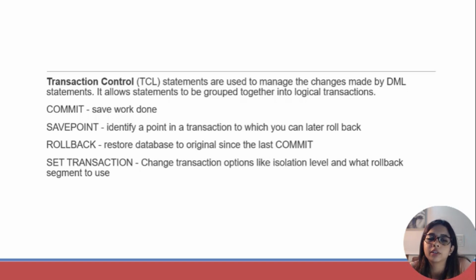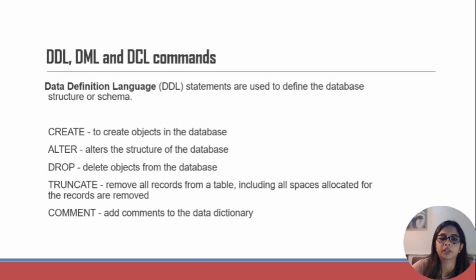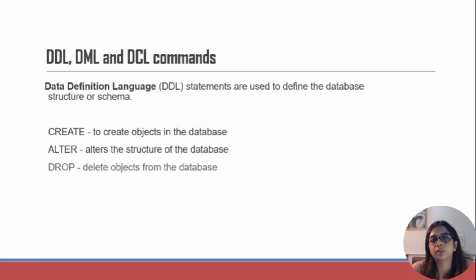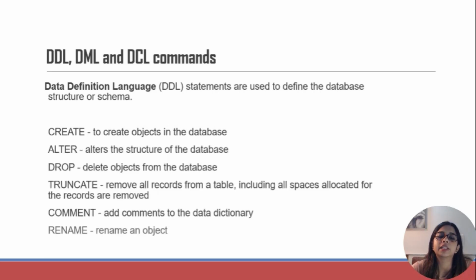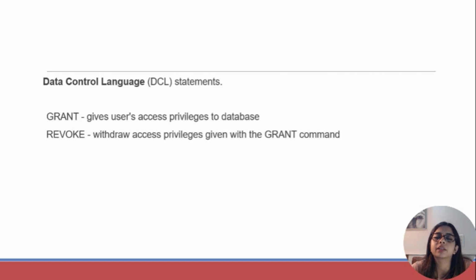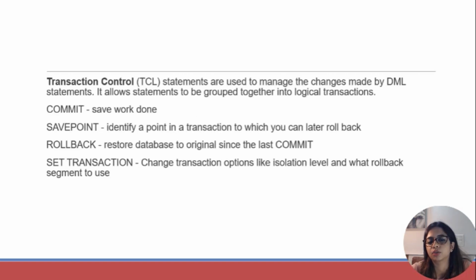We saw various statements today. DDL, data definition language, includes statements like create, alter, rename, drop, truncate. DML is data manipulation language, which includes queries like select, insert, update, delete, merge. DCL, data control, is grant and revoke, and TCL, transaction control, includes commit, savepoint, rollback, and so on. So these are different kinds of commands in MySQL. We have to remember this.